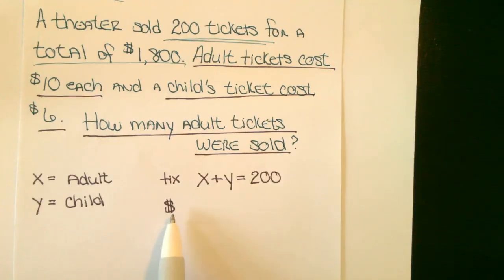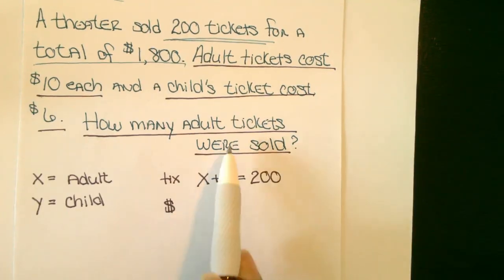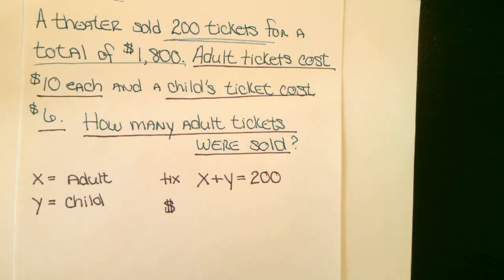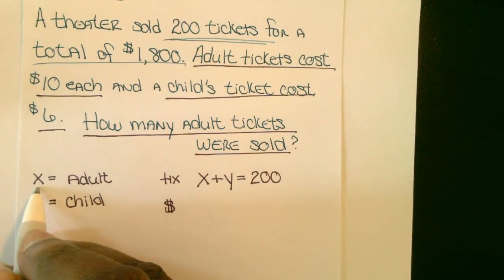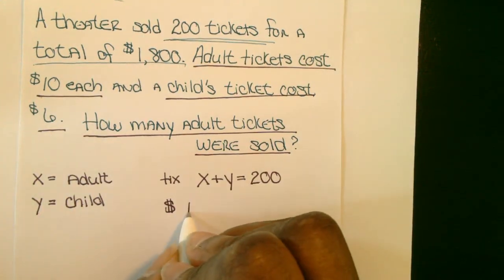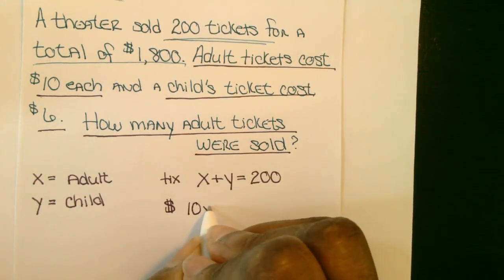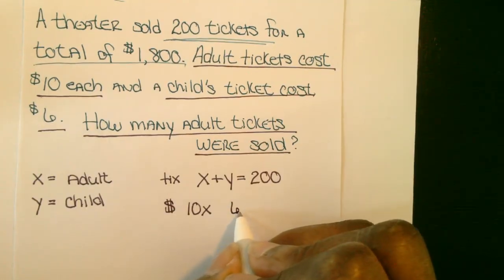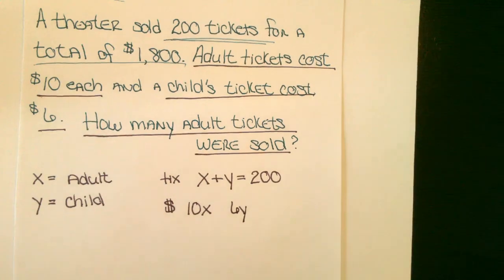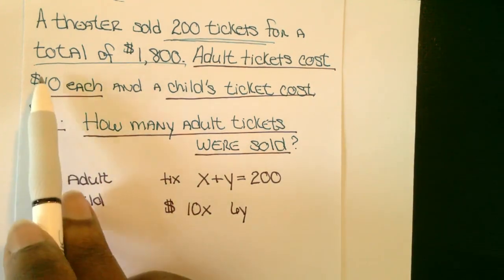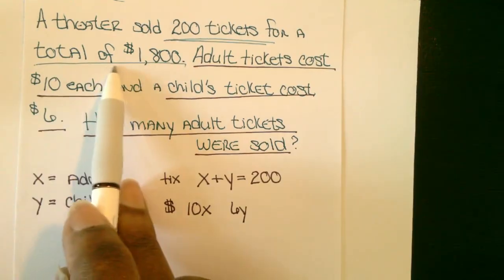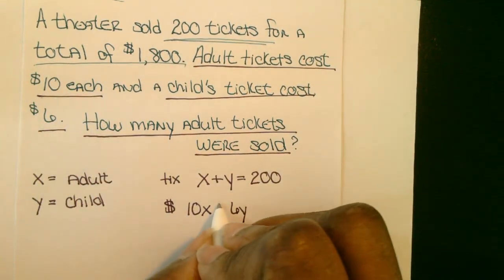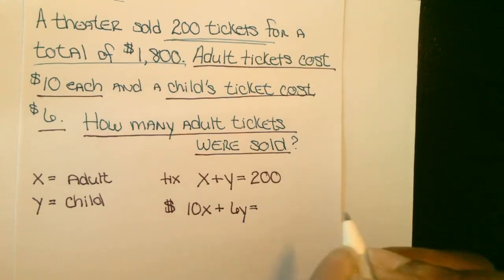But now we're going to talk about the money. So the adults is $10 each. So what's representing my adults? So that means for every adult, I have to charge them 10 bucks. For the child's tickets, it's $6. So that means for every child, they should have paid 6 bucks. And they said the total of. Anytime you're doing a total, that's summing. That's putting it all together.